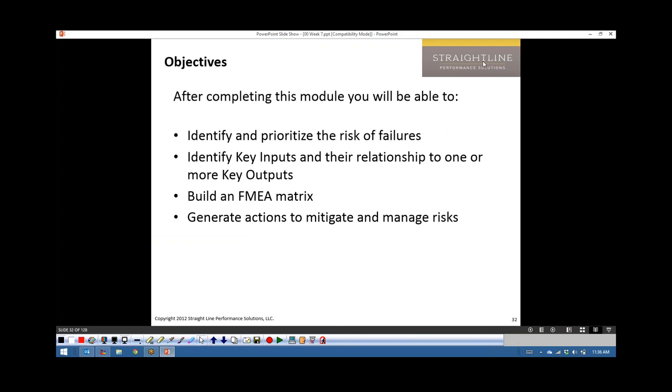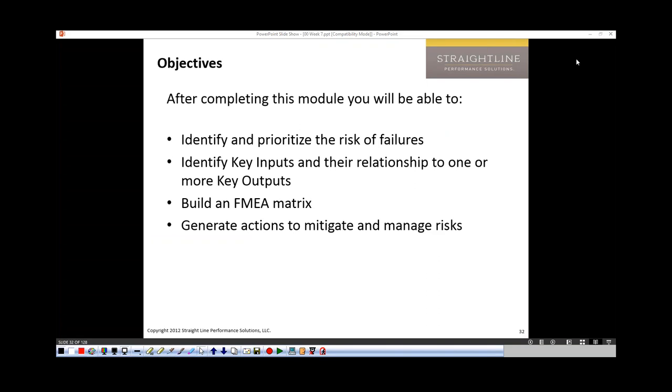So, failure modes and effects analysis. We're going to actually build that one that we just started. But the idea is we're going to identify and prioritize the risk of failure, right? And we'll build this FMEA matrix, and we'll start to think about how we can manage these risks and mitigate them.